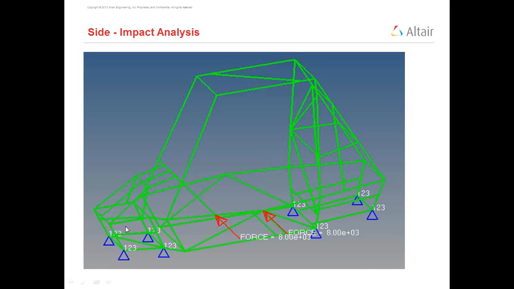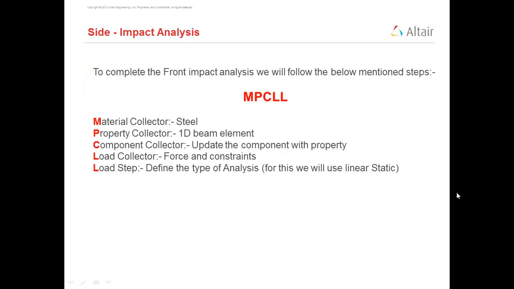So I have constrained all 3 degrees of freedom, that is, 1, 2, 3 stands for translation along X, translation along Y, translation along Z. I am restricting all the lower portions in all 3 degrees of freedom, so that these points will provide the reaction forces. I will follow the process named MPCLL to simulate side impact analysis using Radioss. So we'll go step by step.